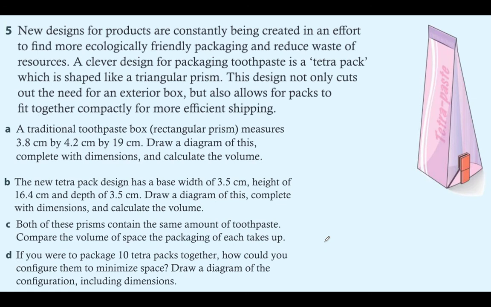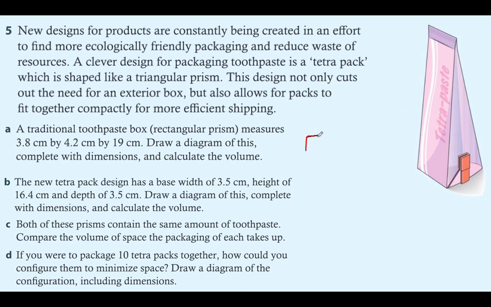Now moving to question number 5. This is the last question of this exercise. New designs for product are constantly being created in an effort to find some ecologically friendly packaging. So we have been given some information, and then in part A it says a traditional toothpaste box rectangular prism measures 3.8 by 4.2 by 19 centimeters. So draw a diagram of this and complete with dimensions and calculate the volume.